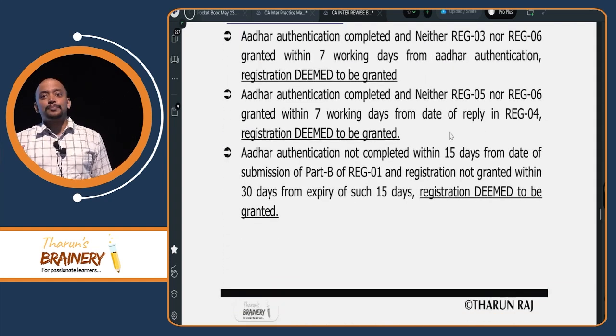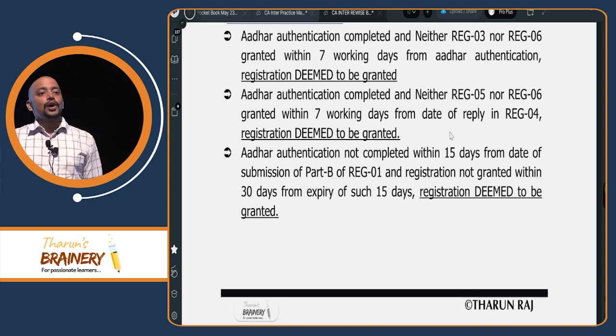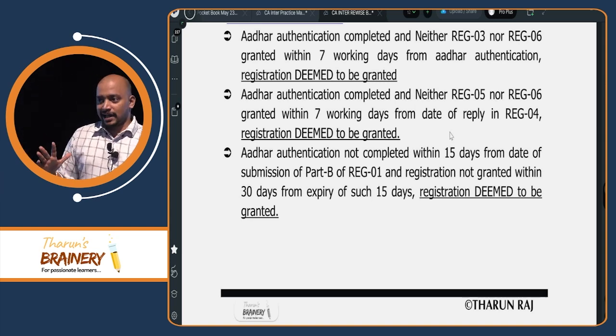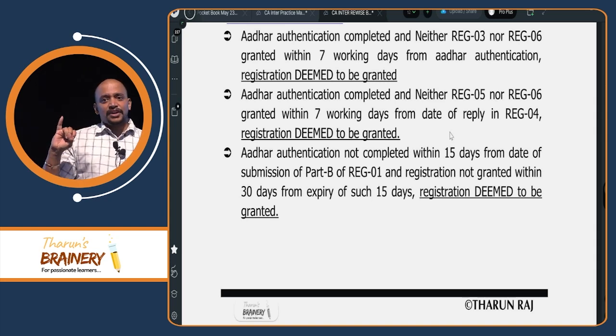So total 9 points you need to remember. Very, very important for short note. Who are not required to undergo authentication? Come on. First, not a citizen of India.